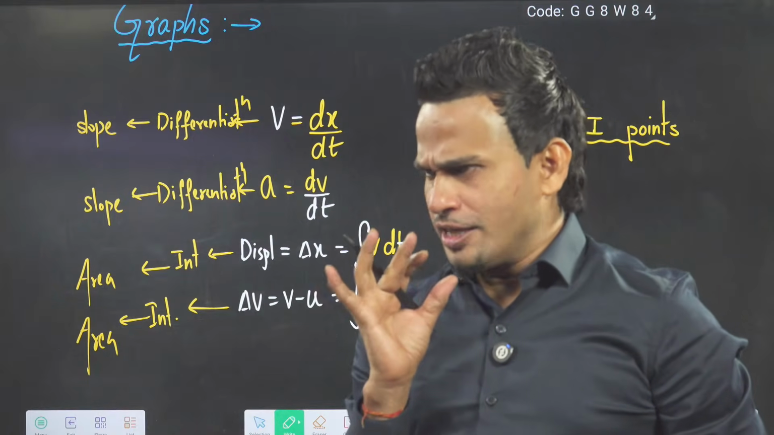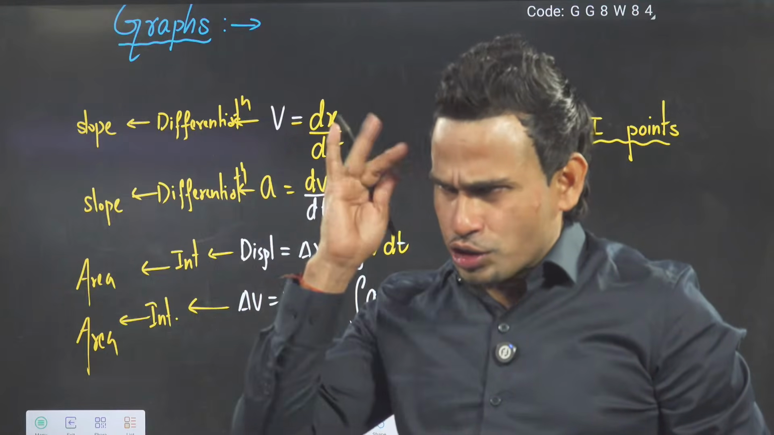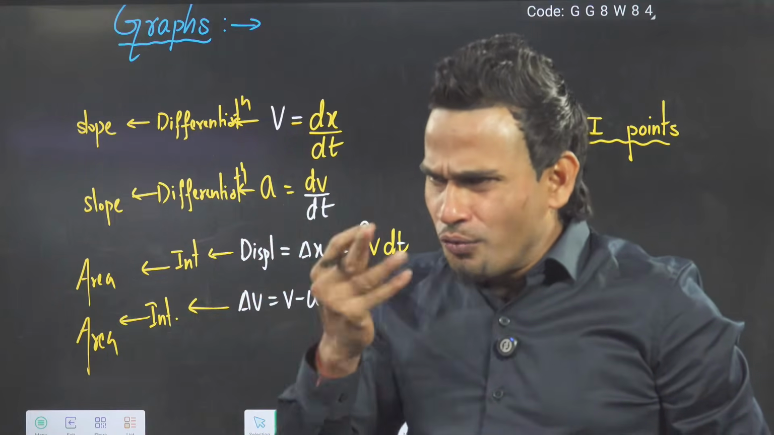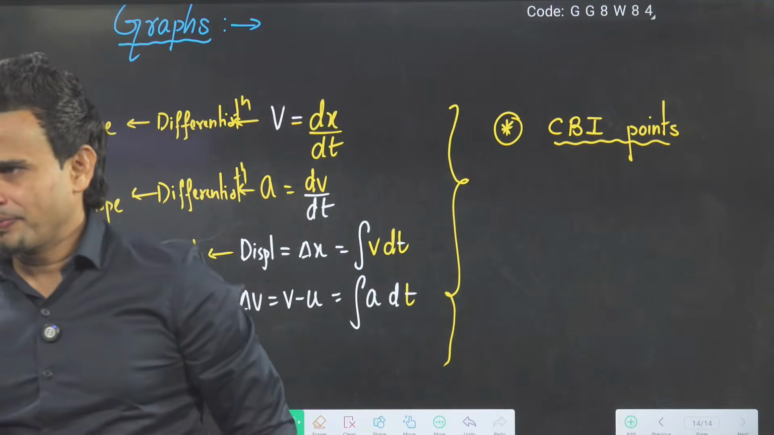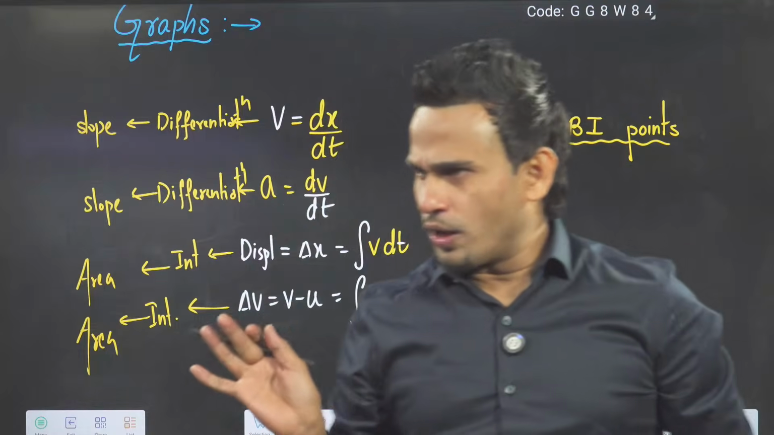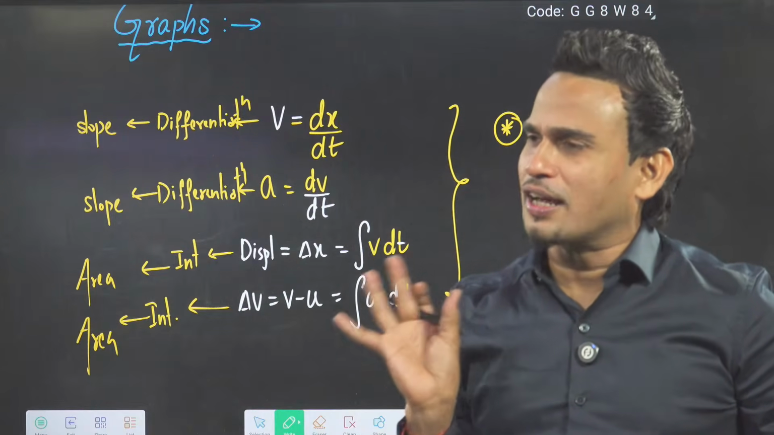Is it okay? All these 4 points clear? Anytime any confusion will come, can you strike which slope is whom, which area is whom? Is it okay? Because you are actually confused. Actually, students are confused sometimes.